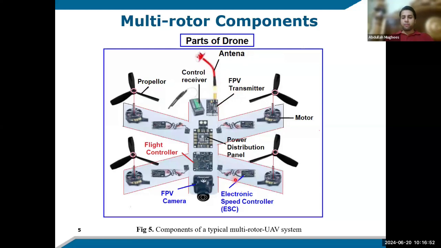Okay, then we have these electronic speed controllers. These are the motor drivers that are used to change the speed of these motors, because changing the speed changes overall the motions of the quadcopter system, the multi-rotor. So these are some of the main components that are used in a typical quadcopter system, which is a subdomain of a multi-rotor system.